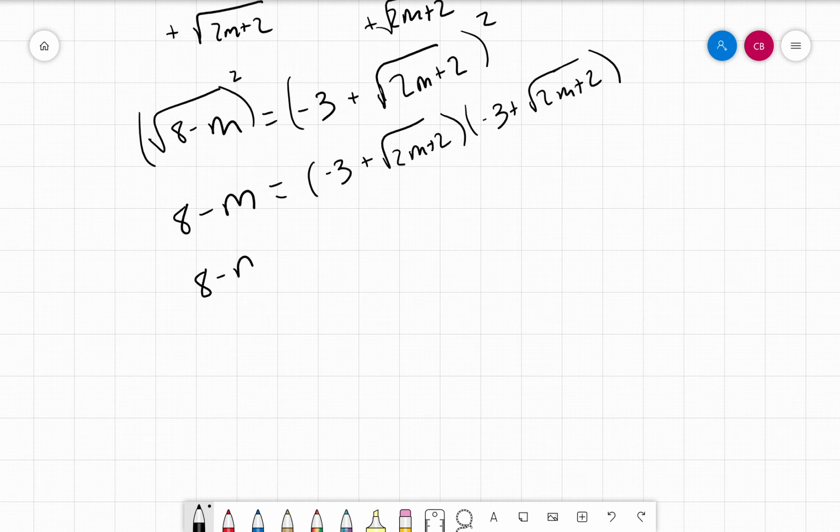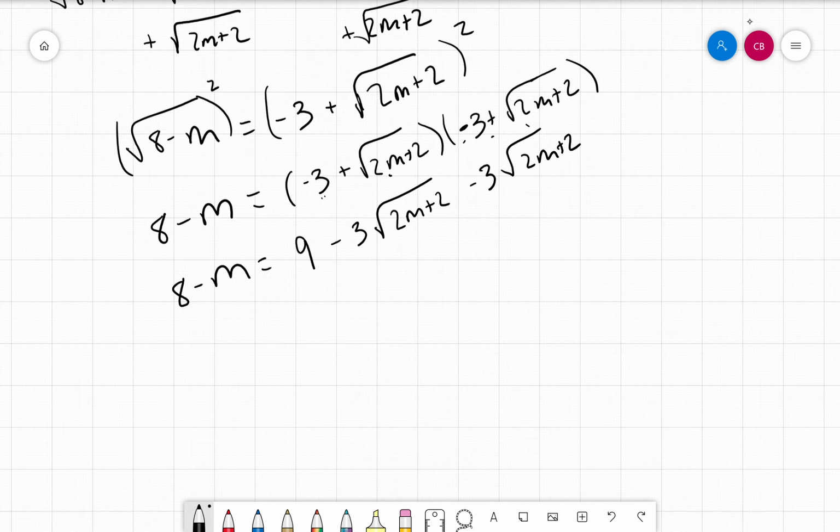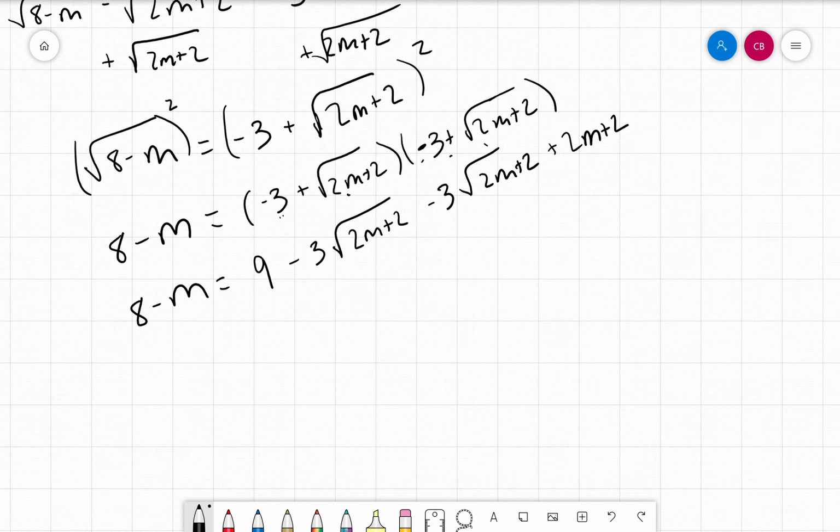This is 8 minus m is equal to negative 3 squared, which is 9. Negative 3 times this is negative 3 square root of 2m plus 2. This times this is negative 3 square root of 2m plus 2. And the square root of 2m plus 2 times the square root of 2m plus 2 is just plus 2m plus 2. Okay, that's a lot. So let's combine like terms. We can move this stuff over. We can minus 8, add m.